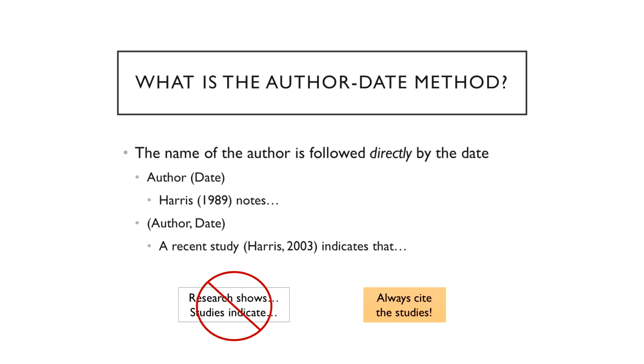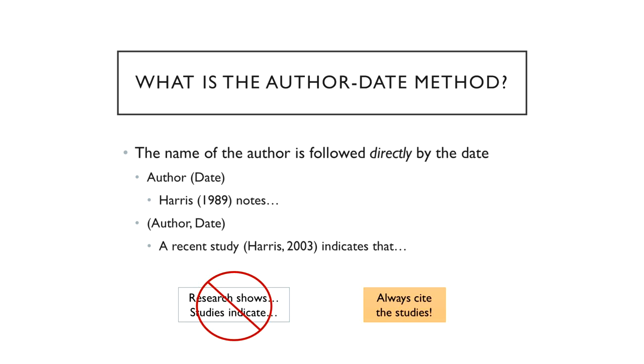For part 2 here, we're going to focus on that in-text citation, which always has the author and the date married together. In part 4, we're going to take a look at the reference that's listed in the reference list. When we say the author-date method, we mean that in the in-text citation, in the body of your paper, the author and the date are always together. The name of the author is directly followed by the date. There's never anything between them.